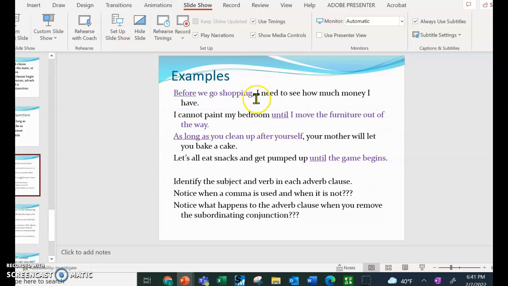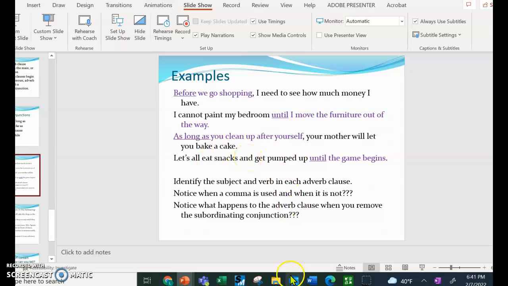Let's look at a strong example. Until I move the furniture out of the way, this is answering the question, at what point can you paint your bedroom? Paint is the verb that's actually being modified. In this example, until the game begins, what are you going to do until the game begins? Eat snacks, get pumped up. These are the 2 verbs.